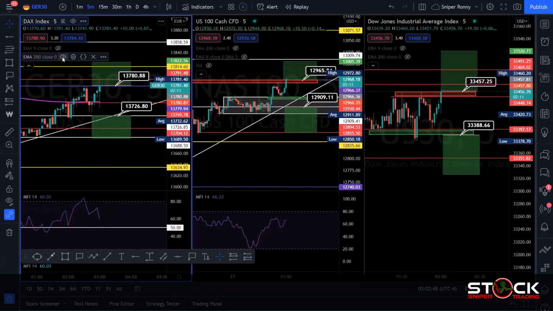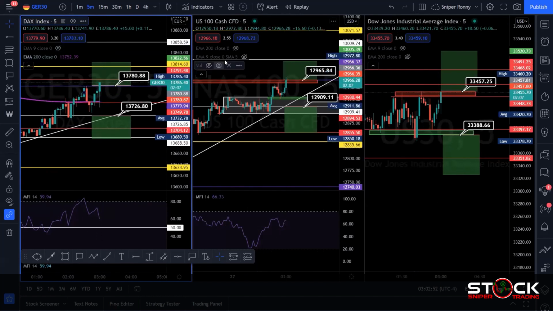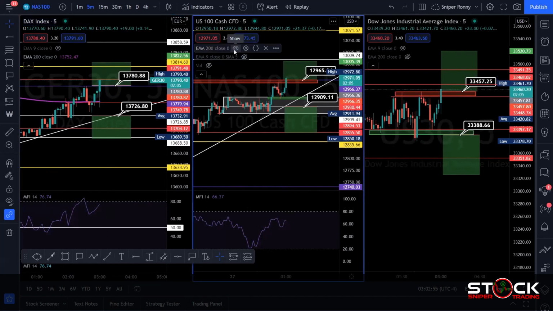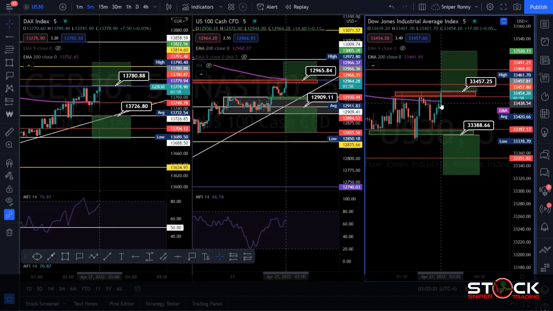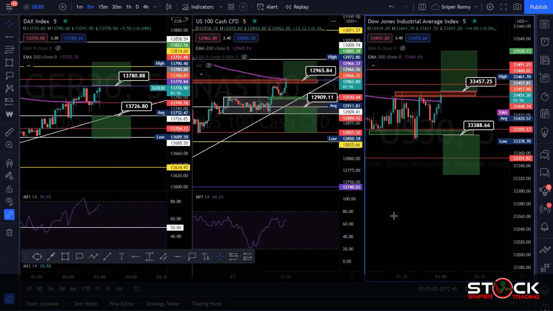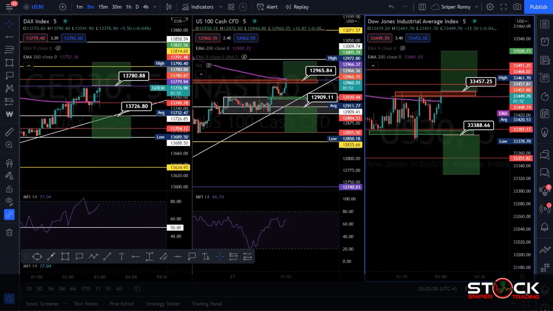If we also add the 200, we're just above the 200 on DAX. If I add the 200 here, it's approaching the 200. We could be pushing up on the 200, and one more on US30. We're just above the 200. So just keep that in mind. I also have to add the MFI indicator.